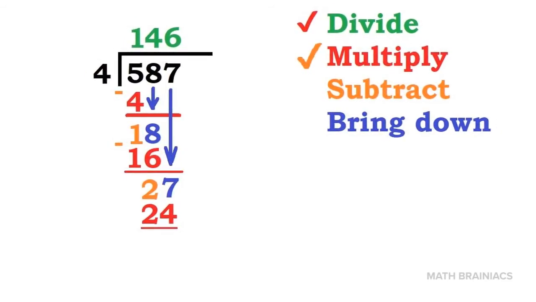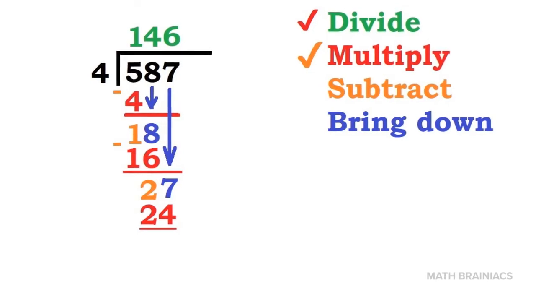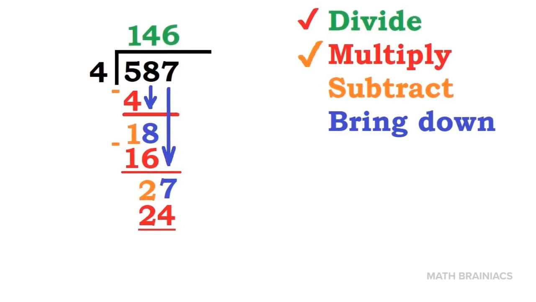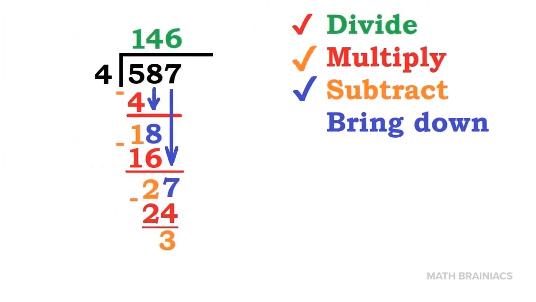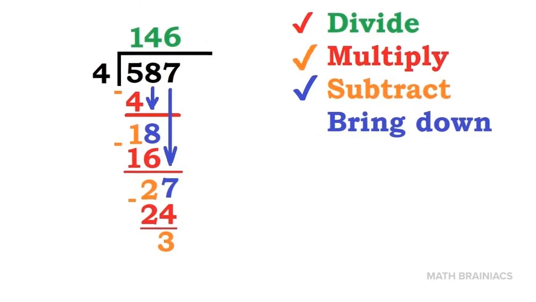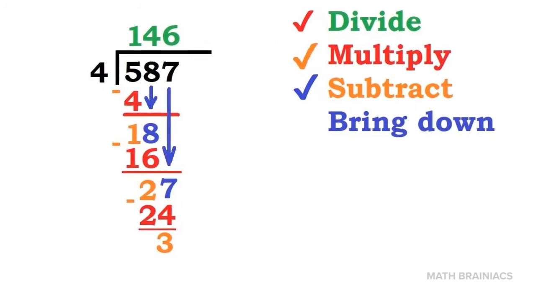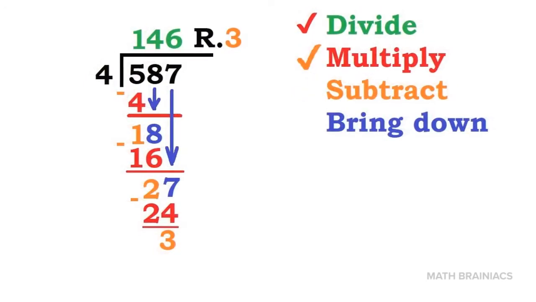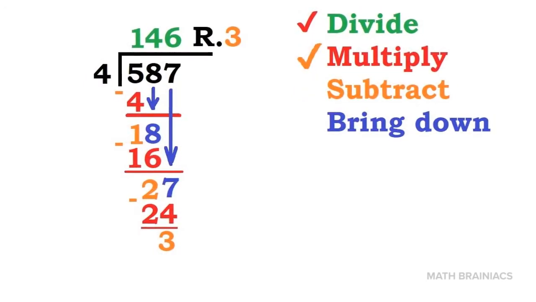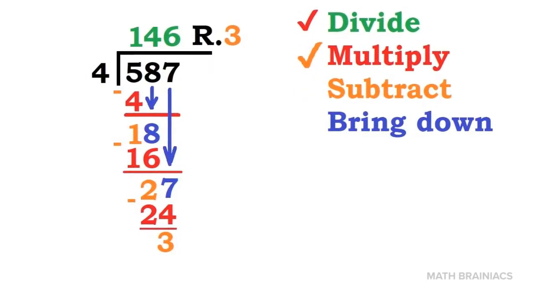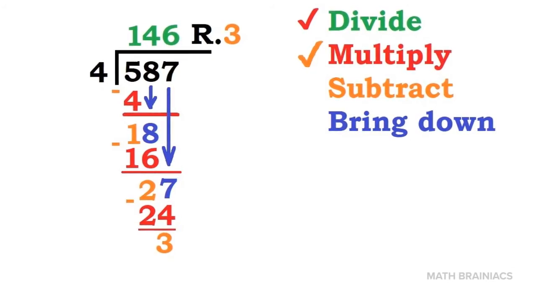Furthermore, we are going to multiply again the 6 by the divisor 4. 6 times 4 is 24. Then, we are going to subtract 24 from 27. 27 minus 24 is 3. Accordingly, 587 divided by 4 will give us 146, remainder 3.